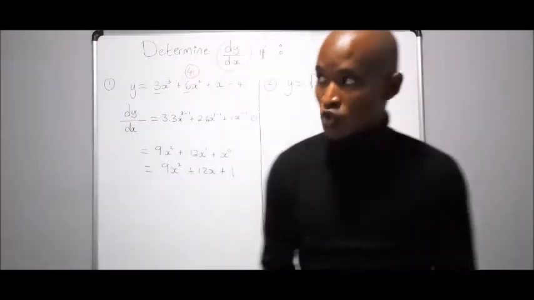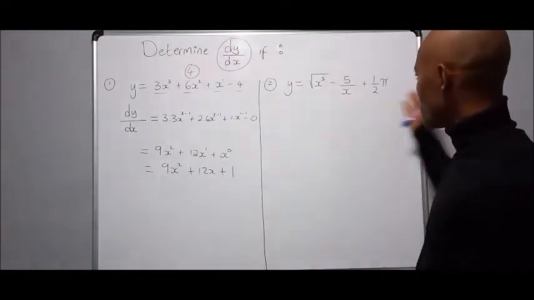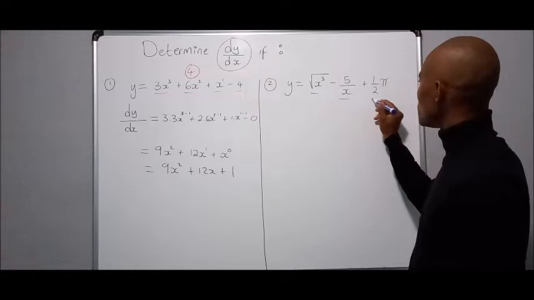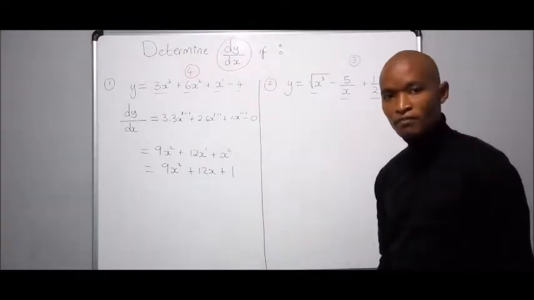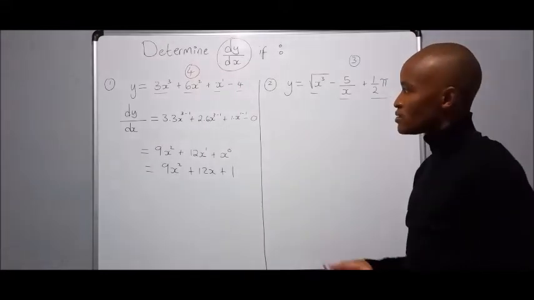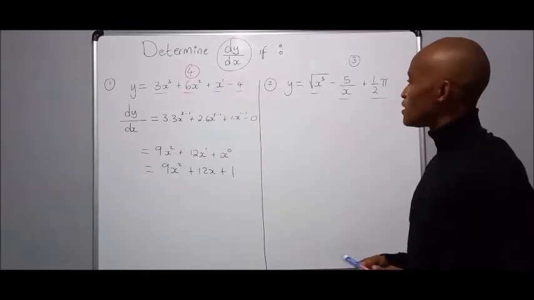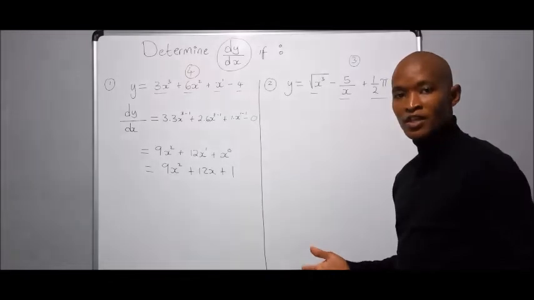Look at number 2. What are we given? We are given y in terms of x, of course. How many functions do we see? 1, 2, 3. So we are given 3 functions here. And remember, it's the sum and difference rules that are applied and worked with simultaneously. So what is the question that we ask ourselves? Is the function ready to be differentiated?